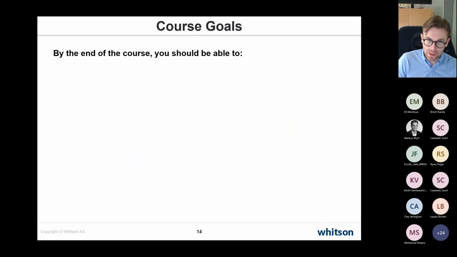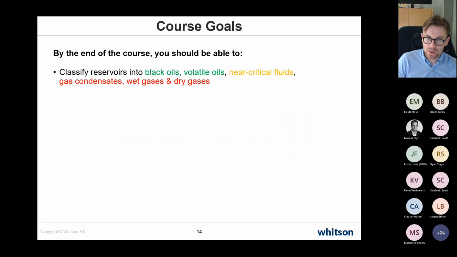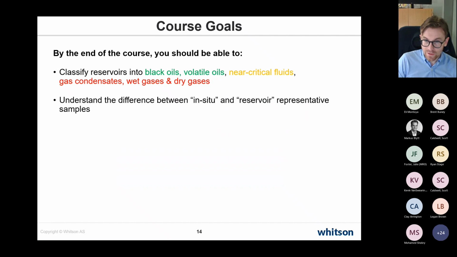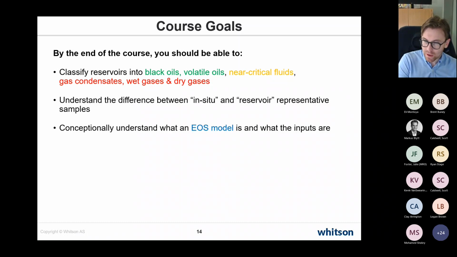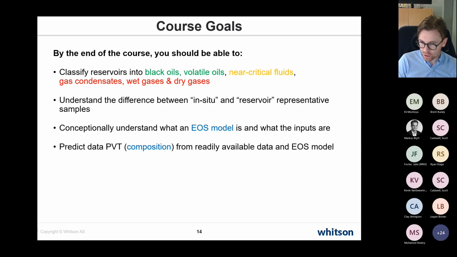The course goals are to make sure that we can classify reservoirs into black oils, volatile oils, near critical fluids, gas condensate, wet gases, and dry gases. Make sure that we understand the difference, and this is very important because there's a lot of confusion there, between in situ and reservoir representative samples. Conceptually understand what an equation of state model is and what the inputs are. Predict PVT data, that's something we're going to do many times today, from readily available data and an equation of state model that's developed for the field.